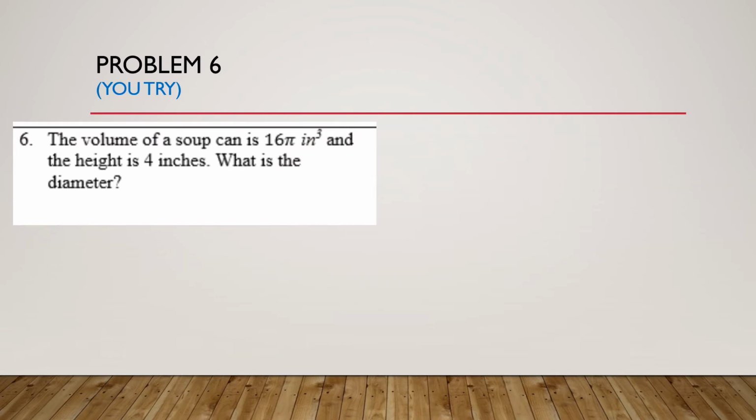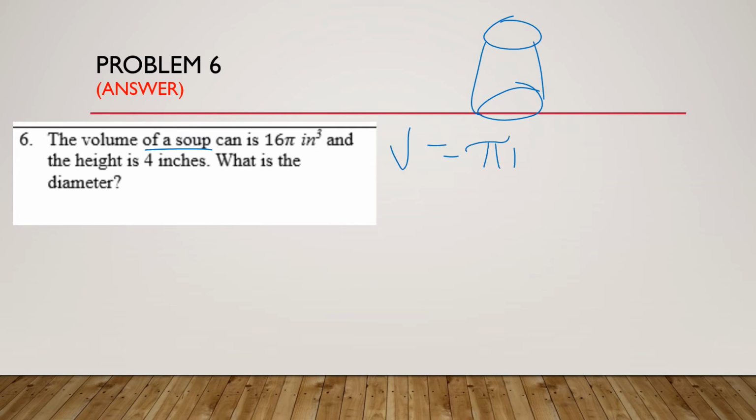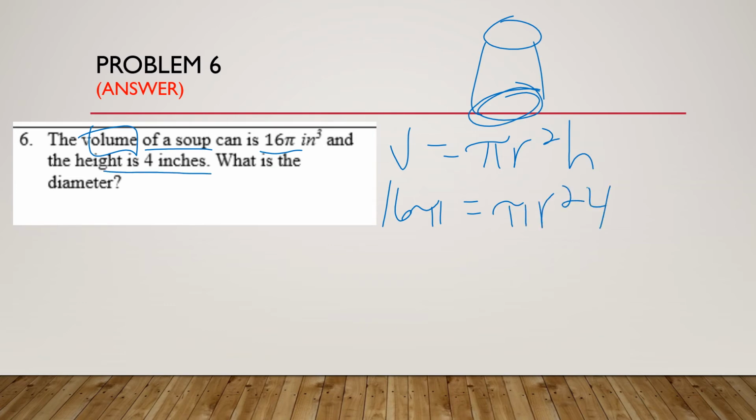Now we're going to try problem number 6. Again, pause the video if you need to, and come back when you're ready to go over it. Right, since it is a can of soup, where a soup can is our cylinder, our volume is going to be equal to pi r squared, which is the area of a circular base, times height. Then we're going to fill in our values. They tell me 16 pi is the volume. 16 pi is equal to pi r squared, and then the height is 4 inches, times 4.